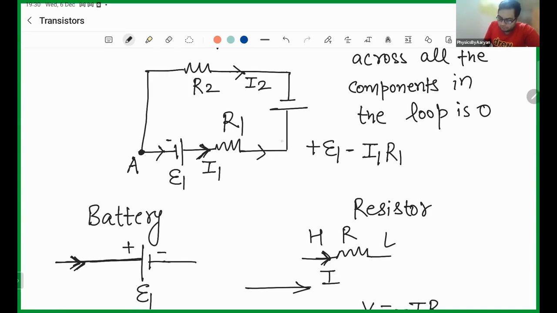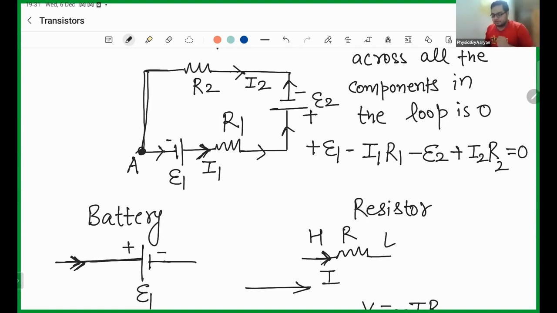Then I am here. Now I moved up. When I move up, now I see the positive side of the battery first. So I will write minus E2. Minus E2 because now I saw the positive side first. Then I am here. And now I am moving opposite to the current. Opposite to the current, so I will apply positive, plus I2 R2. And finally, I will make it equal to 0. And now finally, I am back to A. So this is how I write the Kirchhoff voltage law in the loop. Is it understood, everyone? Even to the basic students, how you write the basic Kirchhoff voltage law.